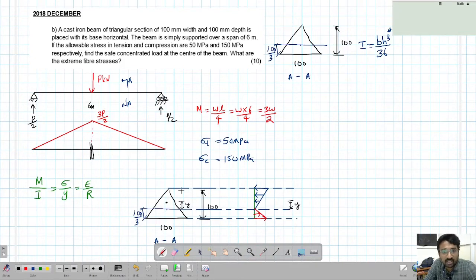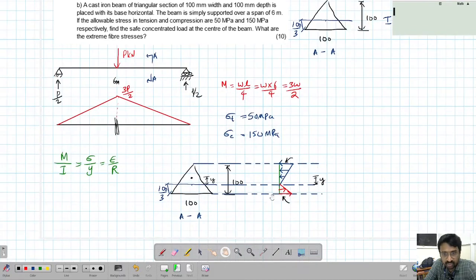Now what they are asking for is maximum compression and tension. Maximum compression occurs at the top and maximum tension occurs at the bottom. So these two points are our interest. For maximum tension, I'll call the depth yt. Yt is 100/3 mm. And maximum compression is at this location from the neutral axis, I will call this yc. This yc will be 2 × 100/3. This is 1/3, this is 2/3 distance. I'll mark the distances here so that there is no confusion. This is yt, this is yc.